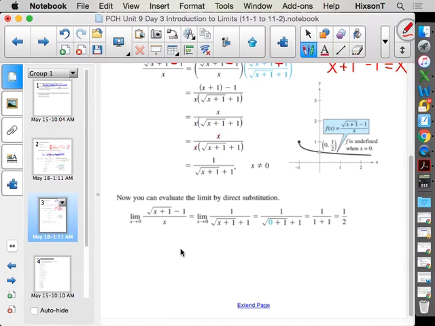So notice, just like a number of our limit theorems from yesterday, we were using those theorems to get down to a point where we could actually just do direct substitution. Here, we're using this rationalizing method and the dividing out method to get to a point where we can simply use direct substitution. That's our goal here.